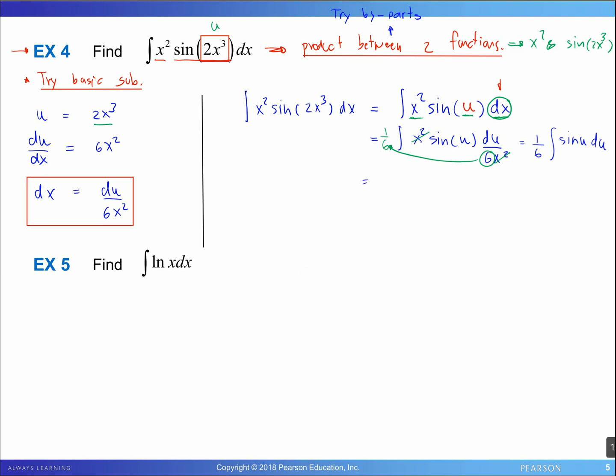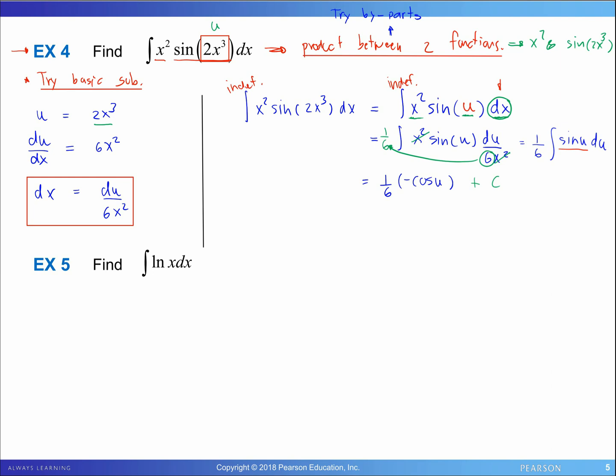Let's continue right here. Equal to 1 over 6. Now we need to find the antiderivative of sine u, and we know that it's equal to minus cosine u. And since this is an indefinite integral, we must have a constant c at the end, plus c.